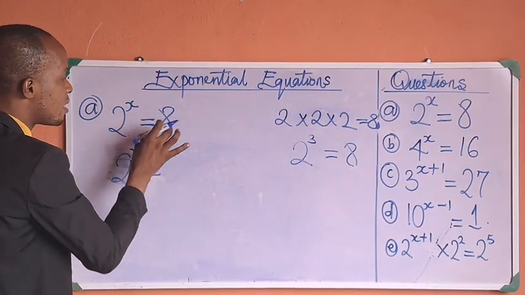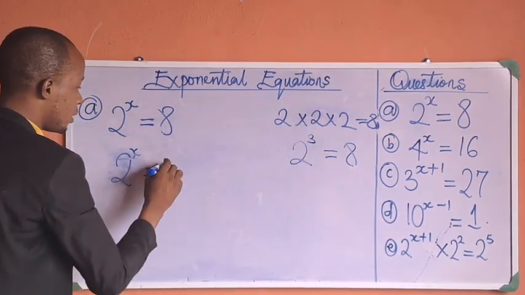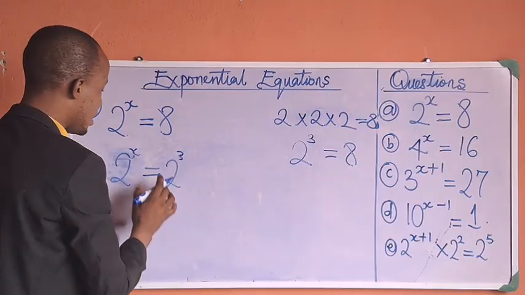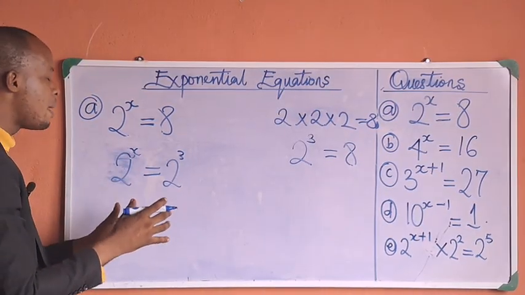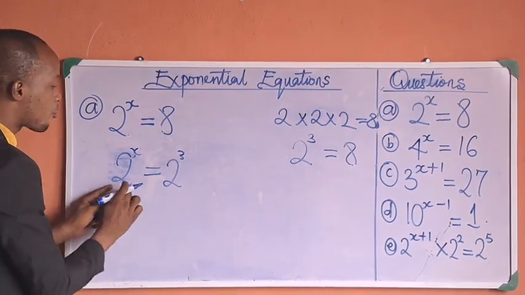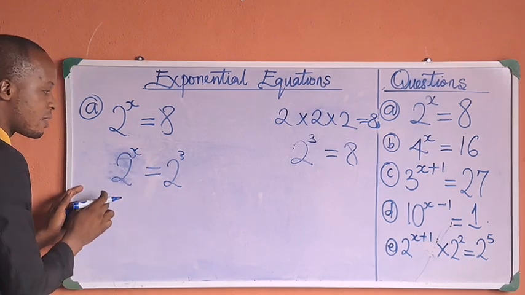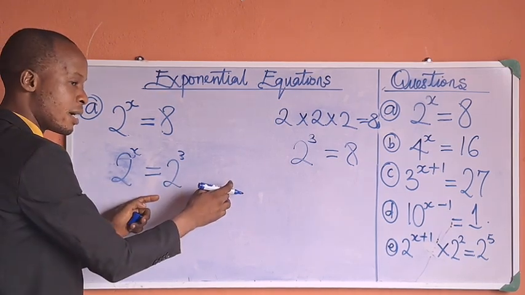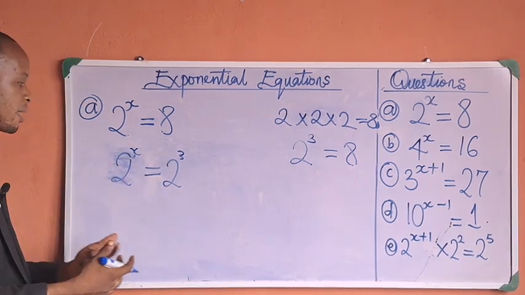Then I will replace 8 with 2 raised to power 3. In this way, I have successfully made both sides to have common bases: 2 on the left hand side and 2 on the right hand side. So what next am I supposed to do?